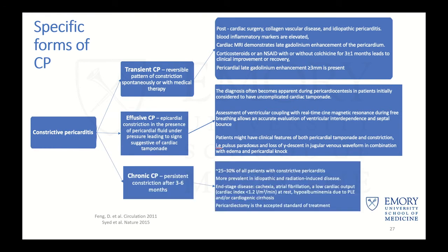And this third type is a chronic constriction that usually persists up to 3 to 6 months. It's present in about 25 to 30% of patients. It's more prevalent in idiopathic, but also in radiation-induced disease. And you see signs of end-stage disease of constriction in this particular type: cachexia, AFib. They start to have low cardiac output because of the low left heart filling, hypoalbuminemia due to PLE, and they may have cardiac cirrhosis as well. The only treatment for these patients is pericardiectomy.